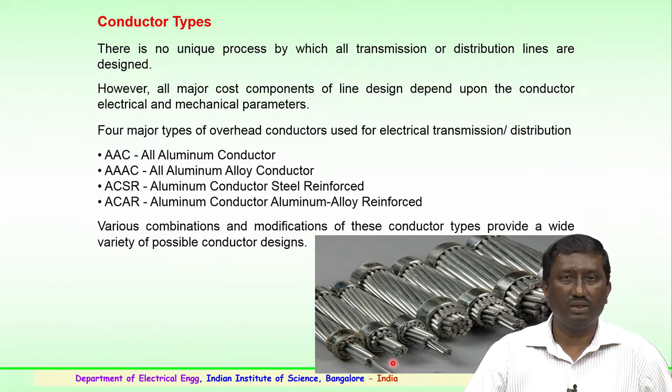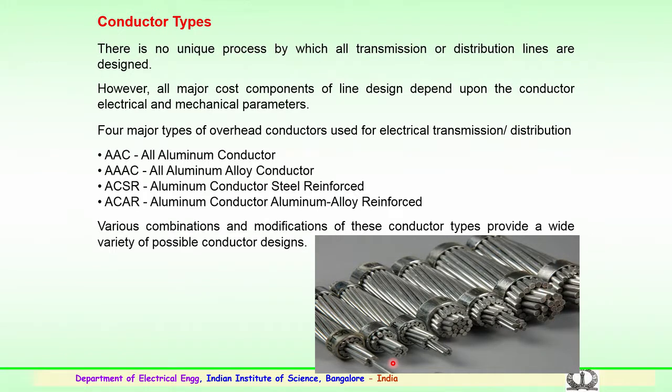So, various kinds or types of conductors have been in use over a period of time. So, we can say that there is no unique process by which all transmission or distribution lines are designed. However, the major cost component of line design depends upon the conductor and its electrical and mechanical parameters.